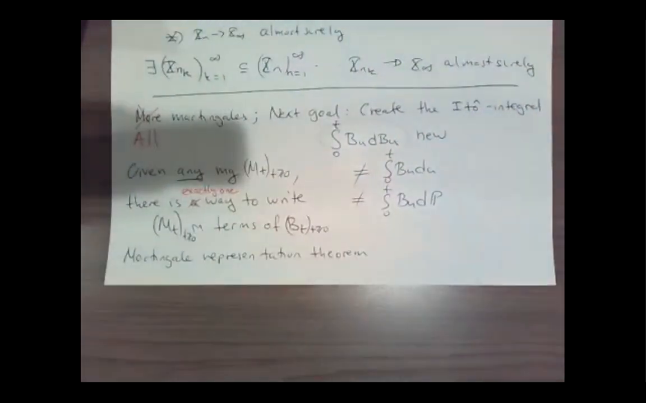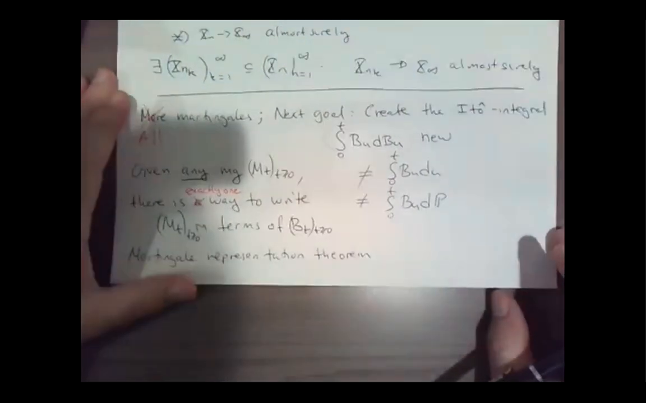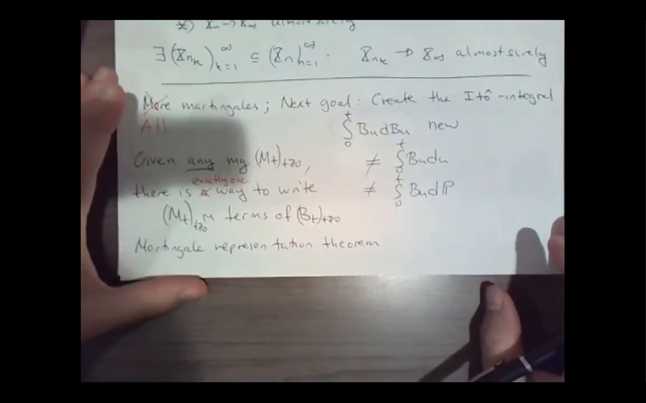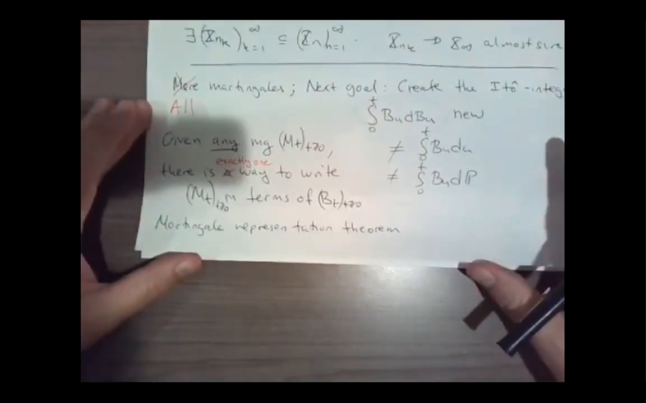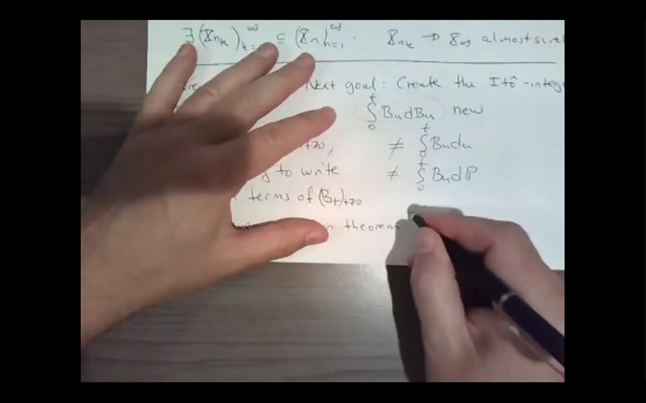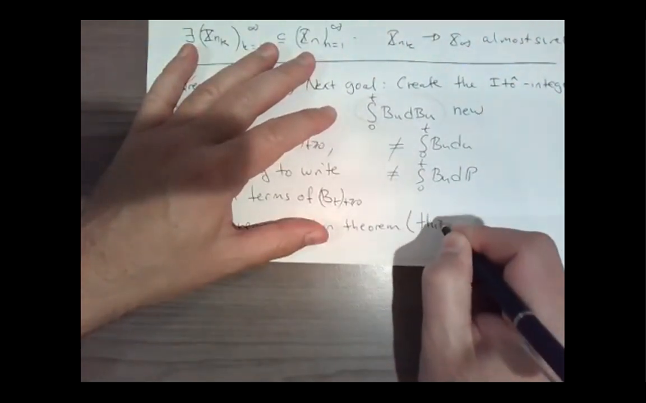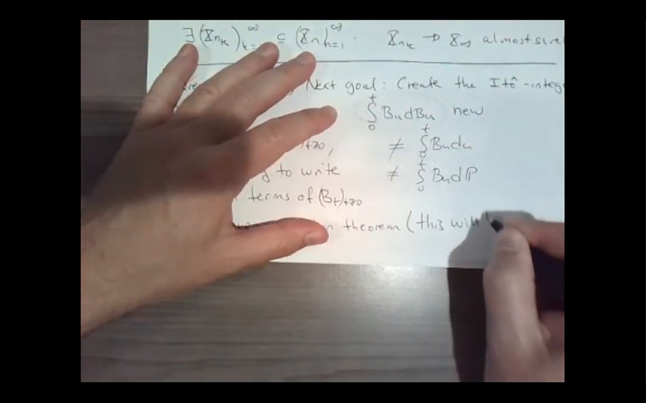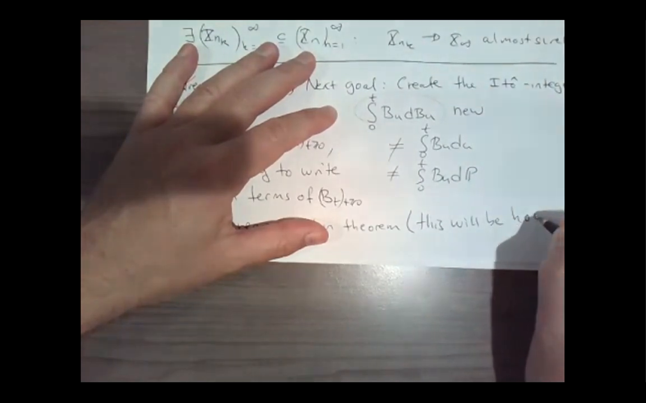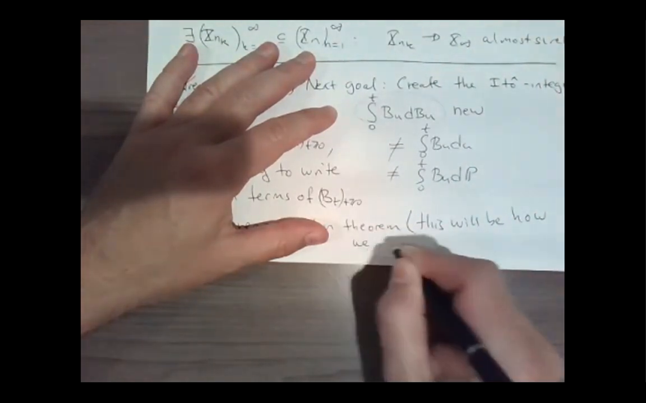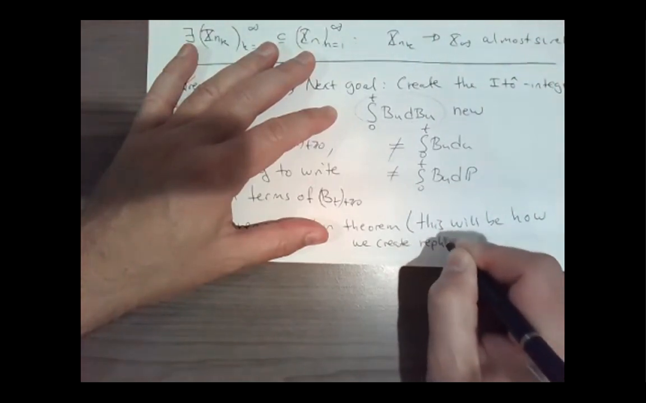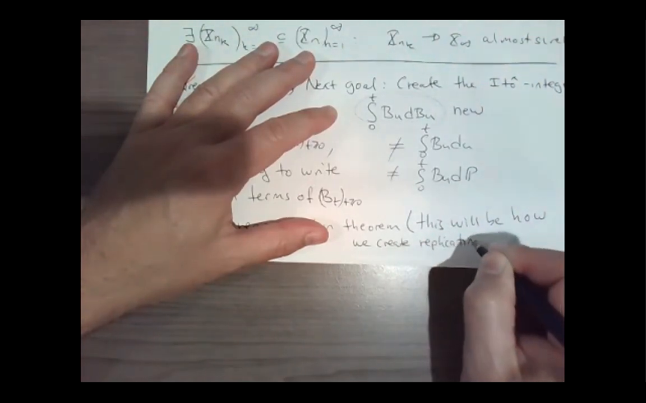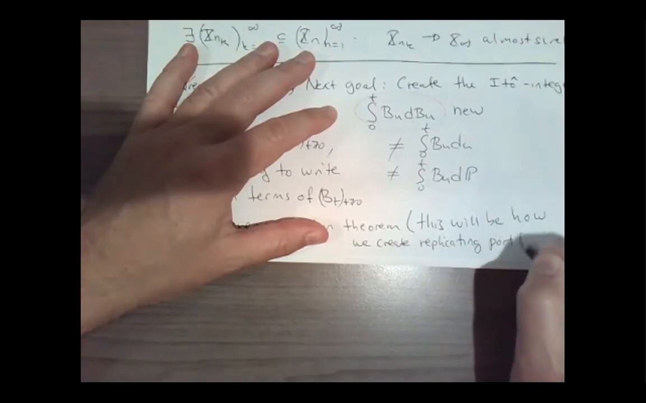And of course, martingale representation is a topic in stochastic analysis that a priori has nothing to do with finance. It just turns out that the martingale representation theorem will be how we create replicating portfolios.